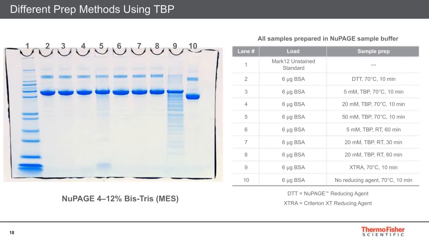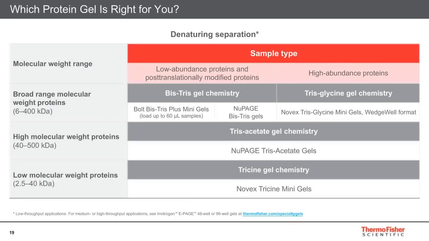Lanes 7, 8, and 9 demonstrate that heating the samples in the presence of Bio-Rad XT reducing agent, which contains TCEP, results in significant protein degradation. This slide demonstrates that the reducing agent TBP, or tri-n-butylphosphine, at different concentrations is equally effective as DTT in preserving sample integrity. However, Bio-Rad XT reducing agent in lane 9 again results in significant sample degradation.